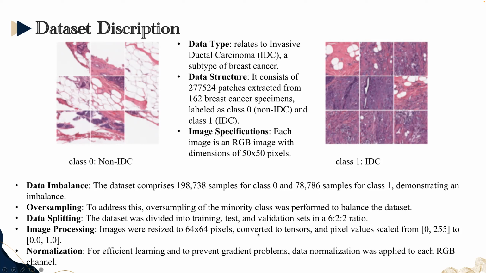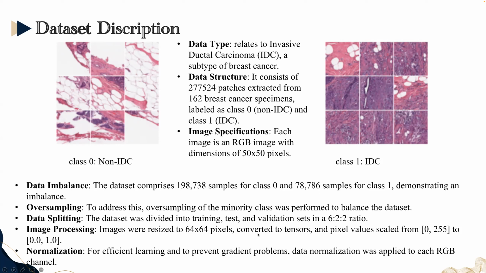This dataset contains nearly 300,000 patches derived from 162 unique breast cancer specimens. Each of these patches, encoded in vibrant RGB colors, offers a detailed view at a resolution of 50 by 50 pixels. Recognizing the inherent data imbalance with a significant skew towards class 0, we employed an oversampling strategy to ensure a fair representation of both classes in our analysis.